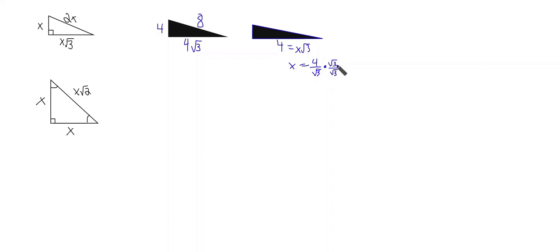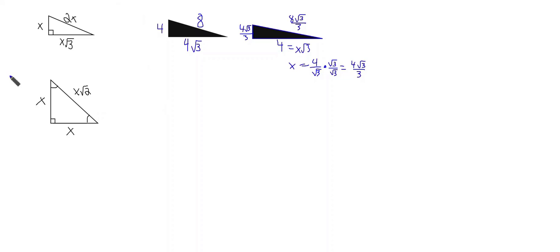So we'll multiply it by the square root of 3 over the square root of 3. And we get 4 square root of 3 over 3. So this would be our short side. And if this is x and this is 2x, then here we have 8 square root of 3 over 3. So there's two examples of putting this to use.